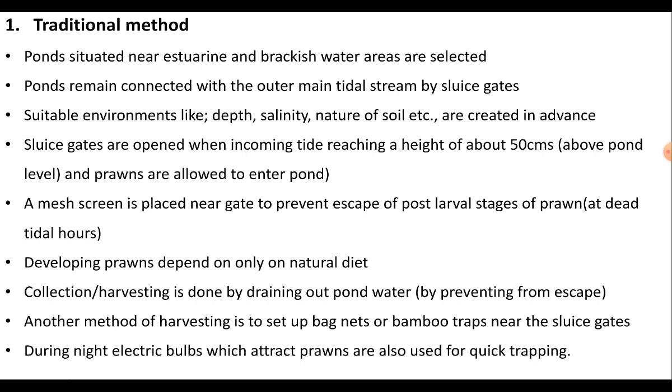Another method of harvesting is to set up bag nets or bamboo traps near the channel gates or the sluice gates. And one more method is that during the night, electric bulbs are switched on, which attract the prawns, and they are easily trapped.